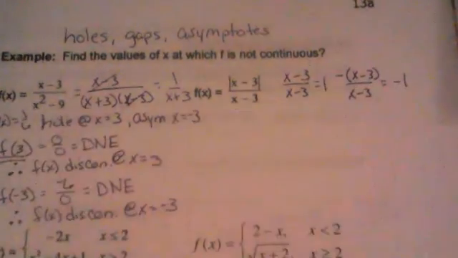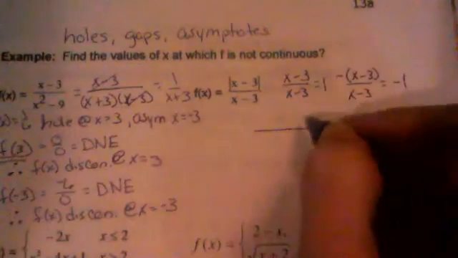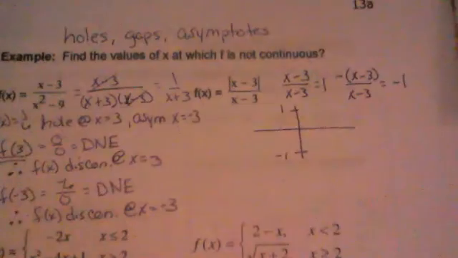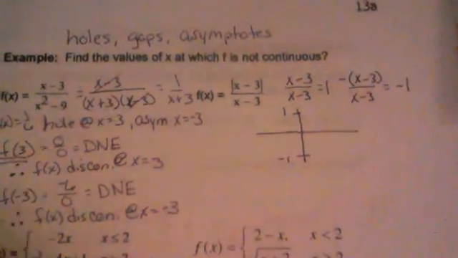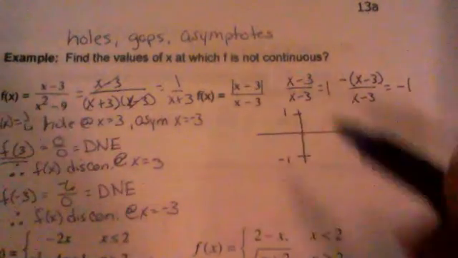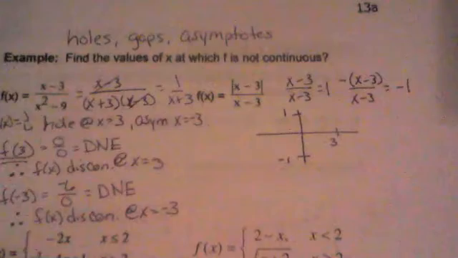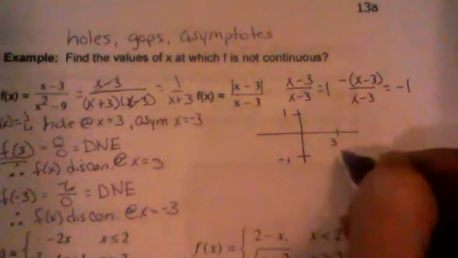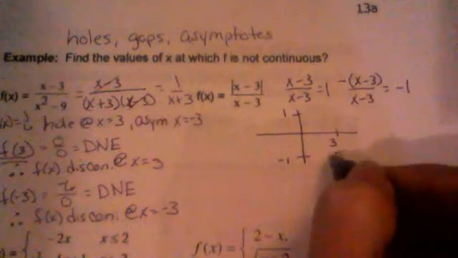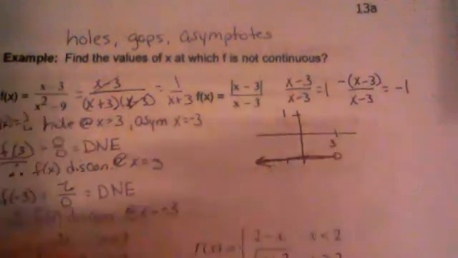Now, so when I graph this thing, I know that at 3, I can't really define this function. The denominator can't equal 3. So when x is 3, I'm going to have a problem. But I do know that on the negative side of this, everything I get is going to always give me -1.